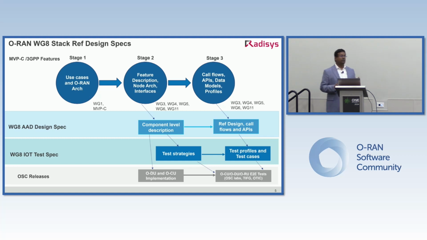And we also produce what is called the IOT test specification, which tests the DU, CU, RU interop. The IOT here is mostly limited to the interop among the three elements of DU, CU, and RU. And we have 70 odd test cases, 70 plus test cases now. And this forms the basis for implementing the same in an open reference implementation within the open source community, the ORAN OSC, for the O-CU and O-DU.